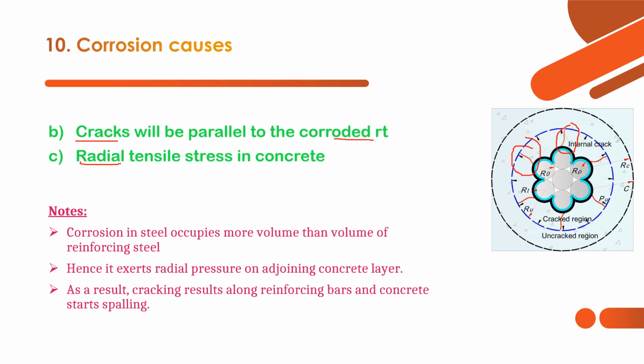Let's see some other points regarding this. Corrosion product of steel occupies more volume than the volume of reinforcing steel. So that's why it exerts radial pressure. If corrosion happens here, then that steel will occupy more volume than the reinforcing steel. So radial pressure is exerted on the adjoining concrete layer. As a result, cracking results along reinforcing bars and concrete starts spalling. Spalling means it gets removed. So these are some effects of corrosion.